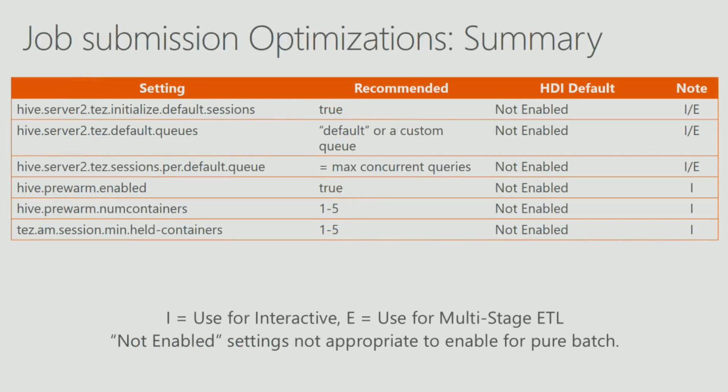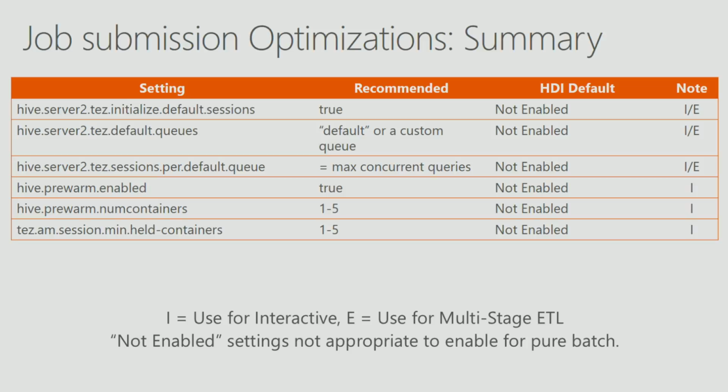And so here are some settings that we recommend. The first three, which we talked about, are the persistent ones. You should just set it to true. The queue should be set to default. And the sessions per default queue should be set to the max number of concurrent queries, which reflects basically how many users you expect to have in your system. The next one is pre-warm enabled. You should set it to true with the number of containers set to 5. And the last one is number of containers. You should just set it to like 1 to 5, because that means those are the containers which are always held and never given up.